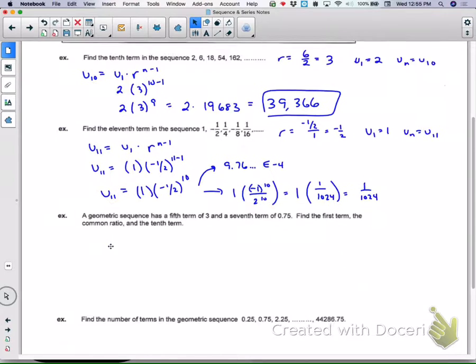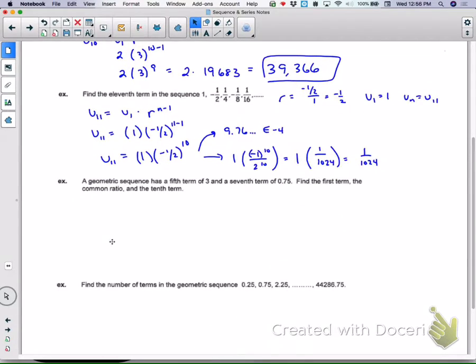Okay. Next, we did a similar type of question here with this yesterday. So in this case, they told me that my 5th term is 3, and my 7th term is 0.75. Now actually, I'm going to do this in 2 different colors here. They want me to find the first term, the common ratio, and the 10th term.